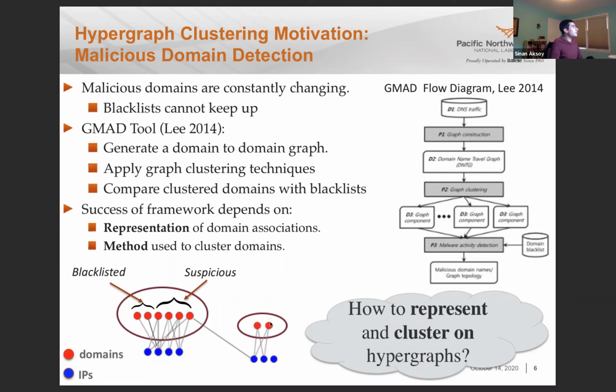One general outline of how some people cope with this is they generate some type of domain-to-domain graph, which encodes associations between domains. They cluster that, and use it together with a blacklist, so that if a vertex in one of these clusters is on the blacklist, all of the vertices in the cluster are then flagged. We've been looking at some hypergraph-structured data involving domains, like domain-IP data, for example, and trying to see if hypergraph clustering can be used in this type of setting.